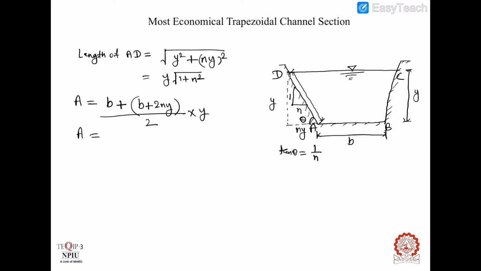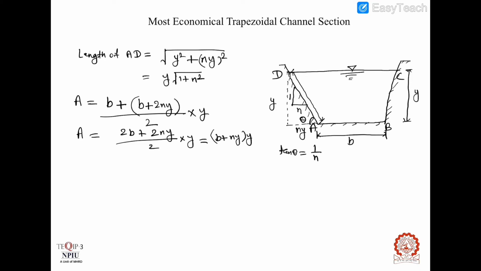We can further solve it. This will be 2b plus 2ny divided by 2 multiplied by y. Then this will come out as b plus ny into y. So this is the area of flow for a trapezoidal channel.